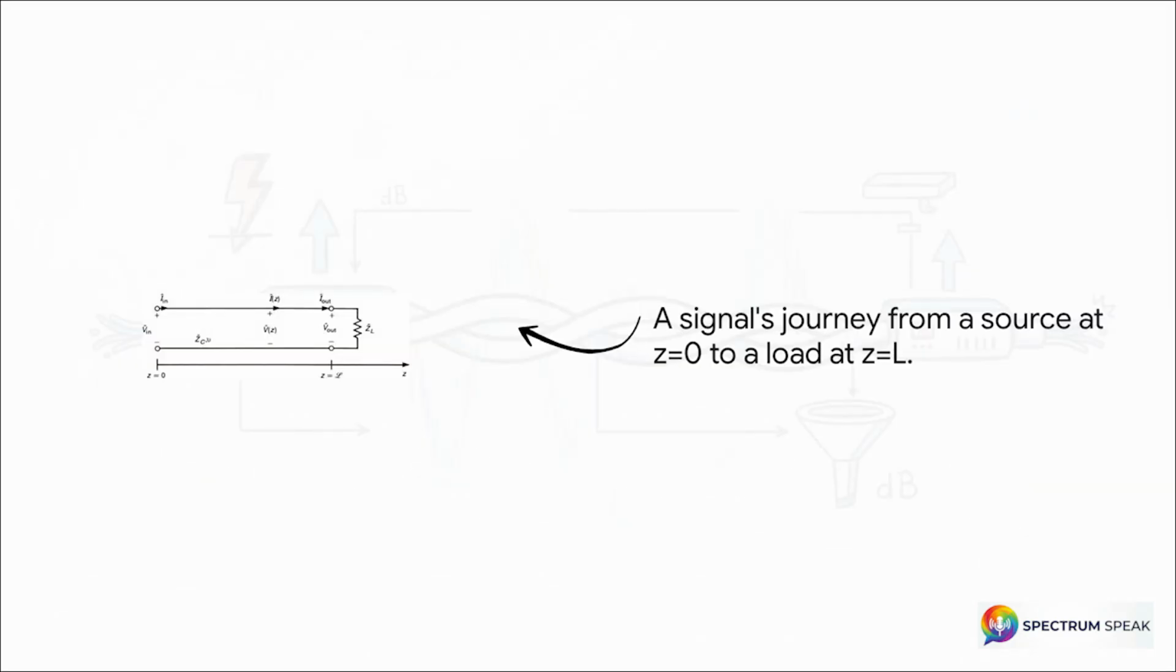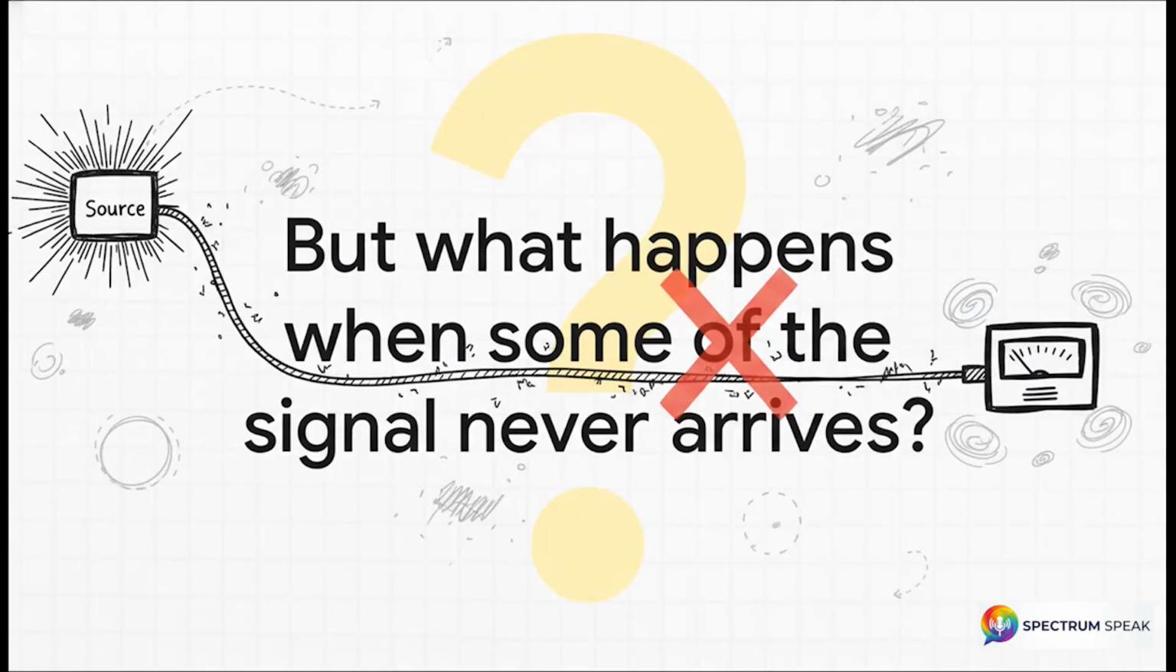Okay, so let's start with a perfect world. Ideally, a signal's journey is a simple one. It leaves the source, travels down the cable from Z equals 0 to Z equals L, and arrives at the load, completely unchanged. What goes in is exactly what comes out. Easy enough, right? But we don't live in a perfect world, do we?